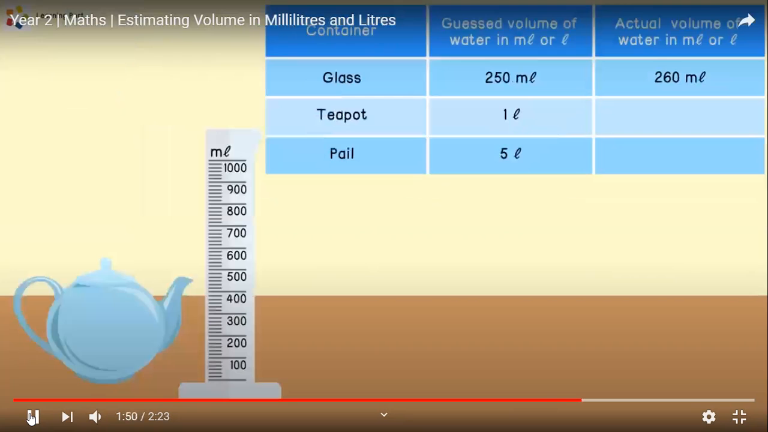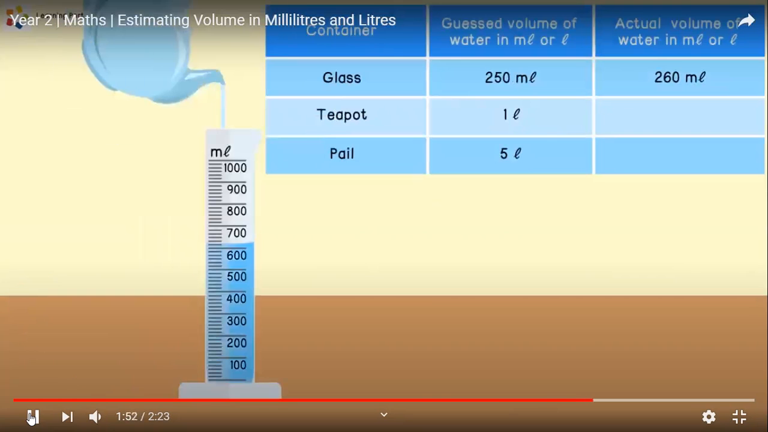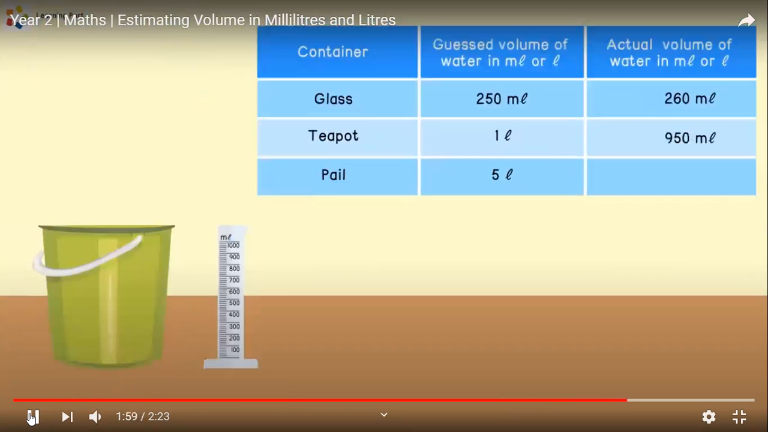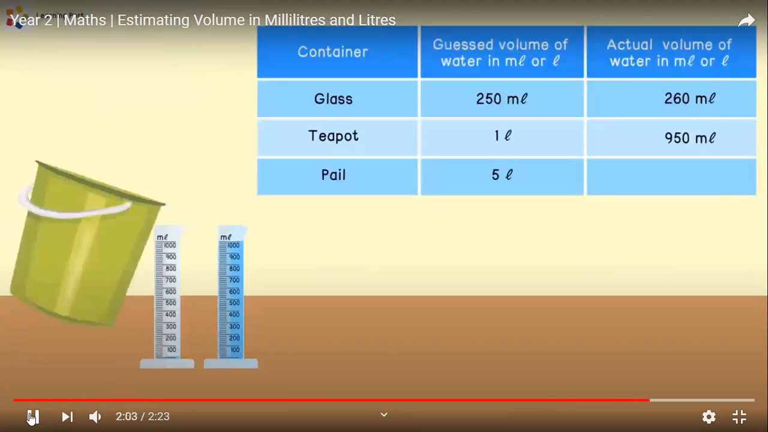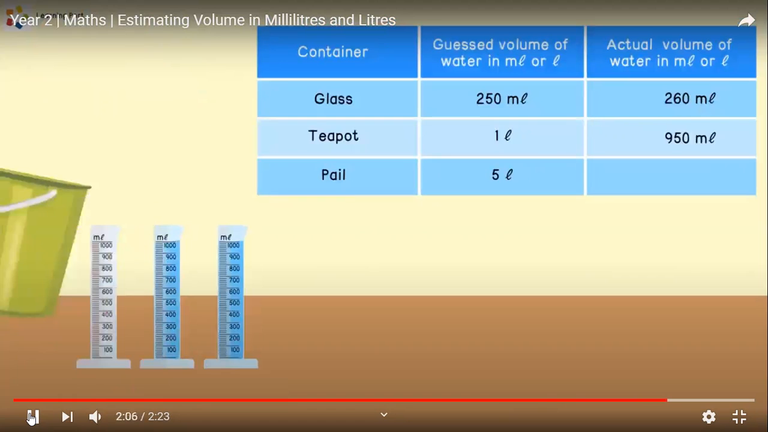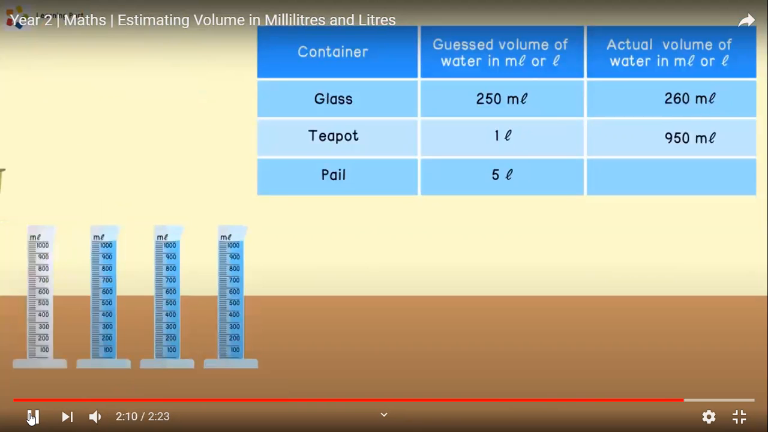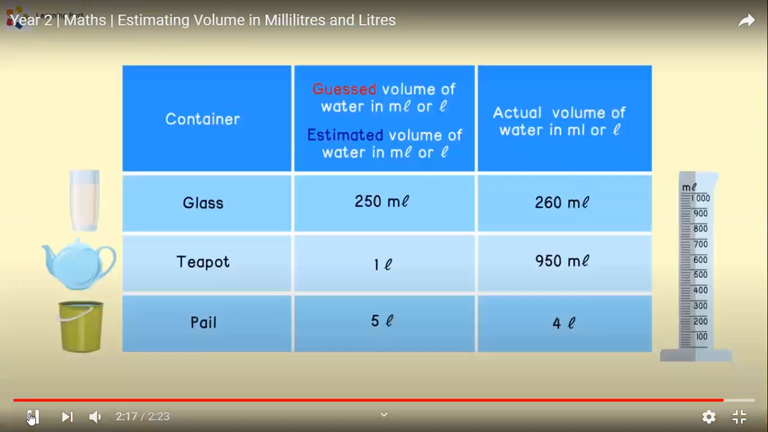The water in the teapot measures 950 milliliters, and Zara guessed 1 liter. Not bad. The pail contains 4 cylinders full of water, which is equal to 4 liters. Zara's guess was 5 liters. This method of guessing the volume of liquid in a container is called estimation.